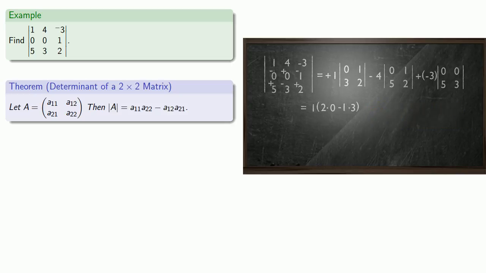Likewise, for our second determinant, we'll multiply 0 and 2 and subtract the product of 1 and 5. And finally, for our last determinant, we'll multiply 0 and 3 and subtract 0 times 5. And we'll evaluate the arithmetic expression.